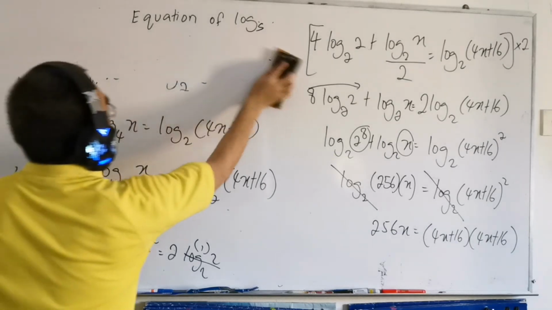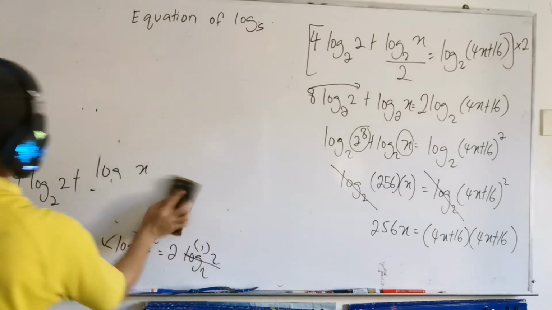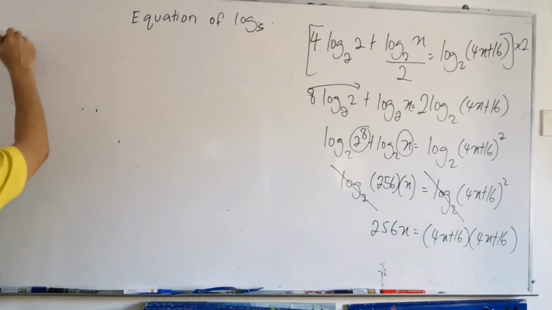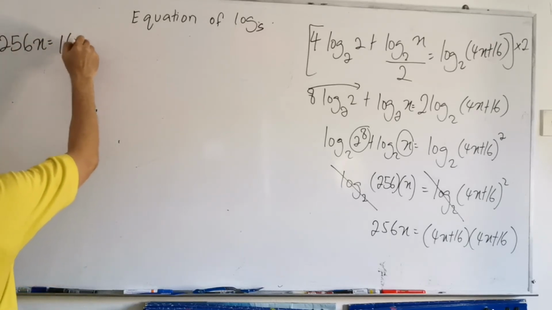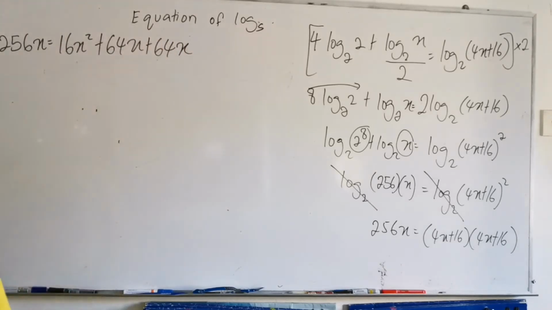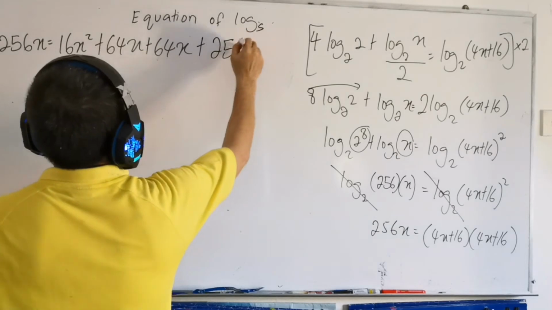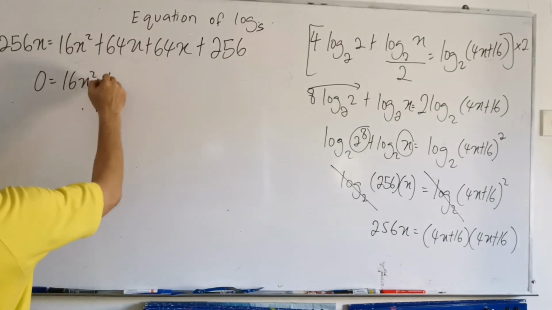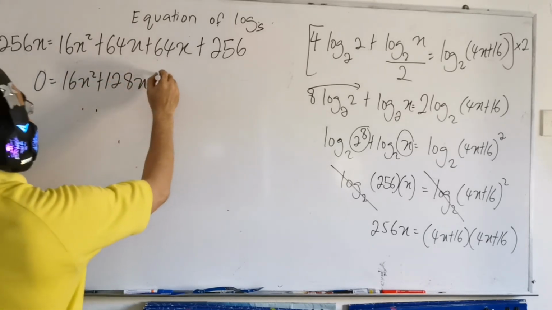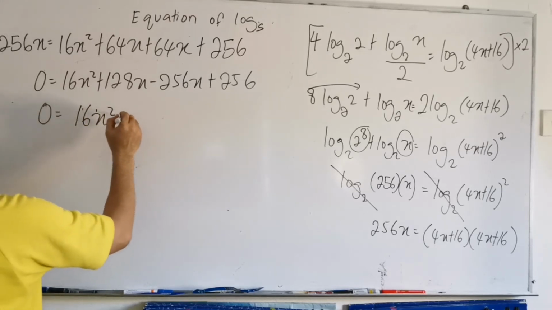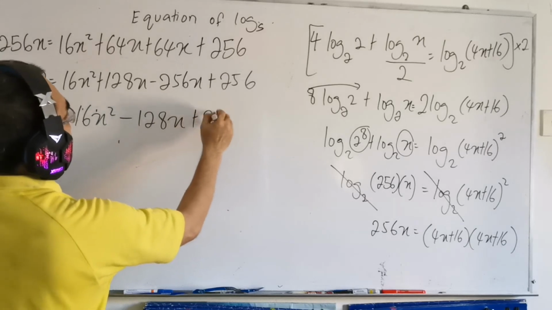Okay, so I will rewrite it down here. So we have 256x equals 16x squared plus 64x plus 64x plus 16 times 16, which will be 256. Okay, so this is a quadratic equation. So make it into general form: 0 equals 16x squared minus 128x plus 256.